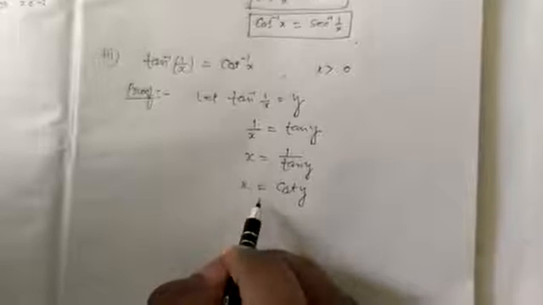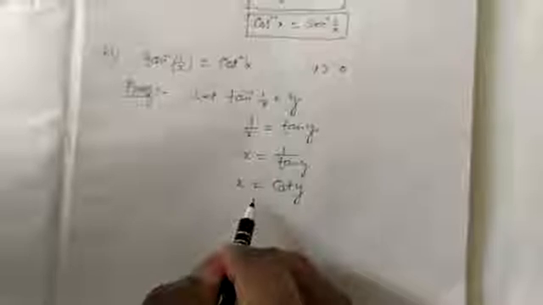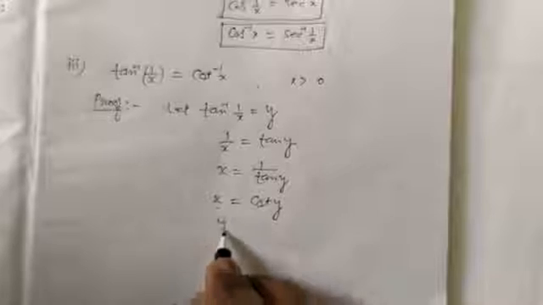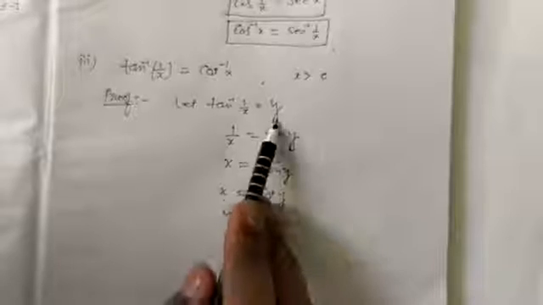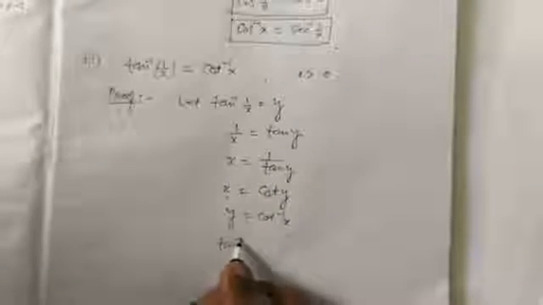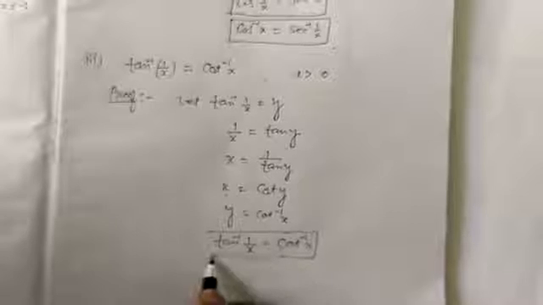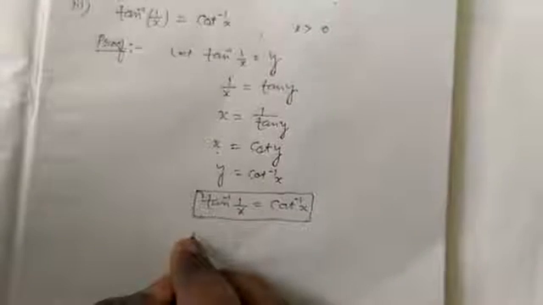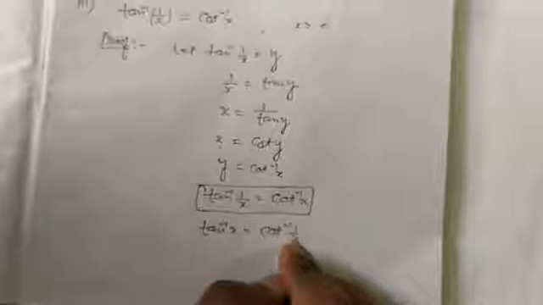Okay, now find the value of y from here: y is equal to cot inverse x. Now put the value of y. This is tan inverse 1 upon x here. Tan inverse 1 upon x is equal to cot inverse x. From here you can write also tan inverse x is equal to cot inverse 1 upon x.